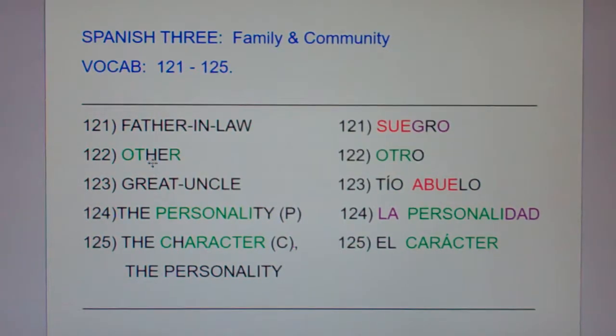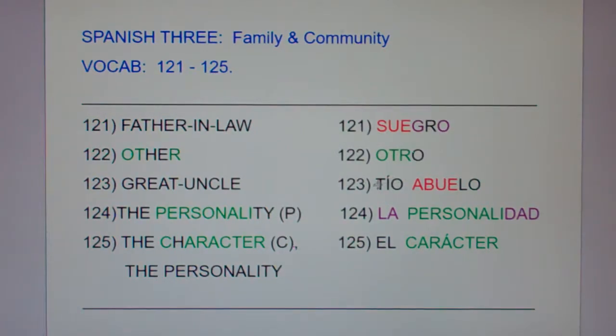Other is otro. Now remember, green letters mean the letters are exactly the same in both English and Spanish. They're in the same order and everything. So otro looks like other. So if you said the other boy, it'd be el otro chico. And if you said the other girls, it would be las otras chicas.